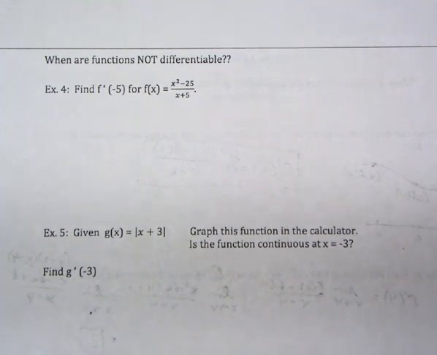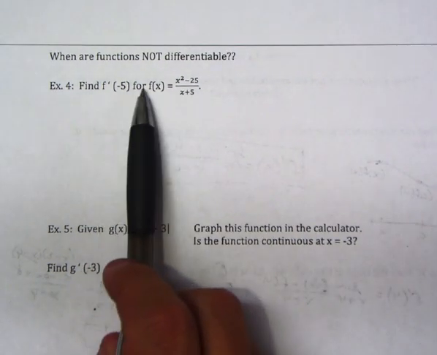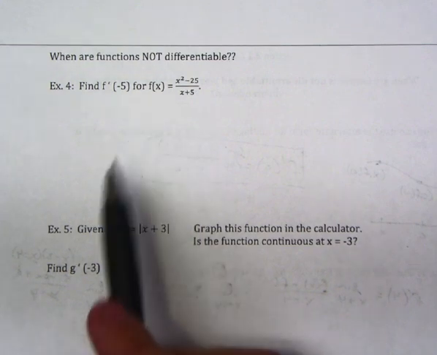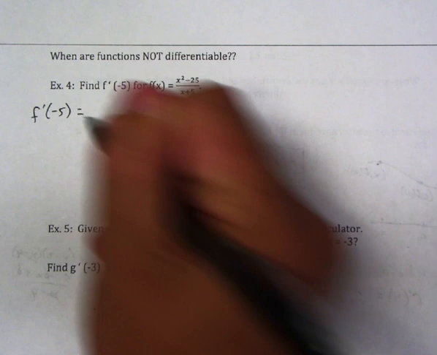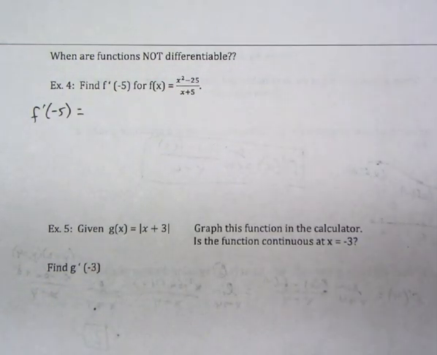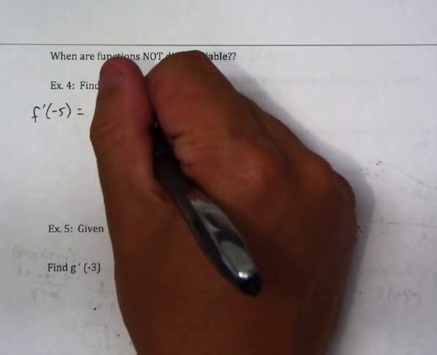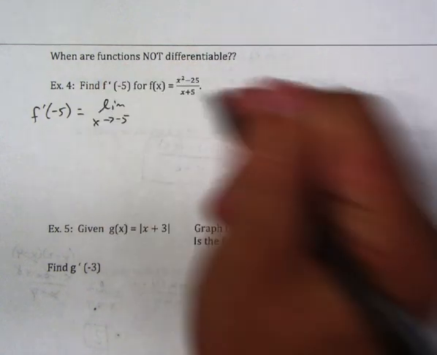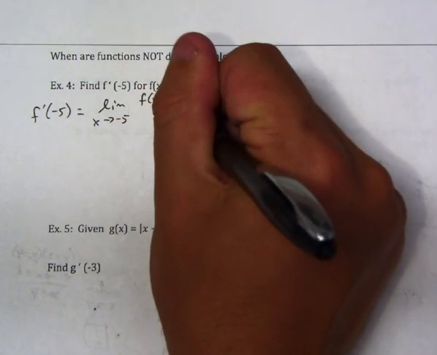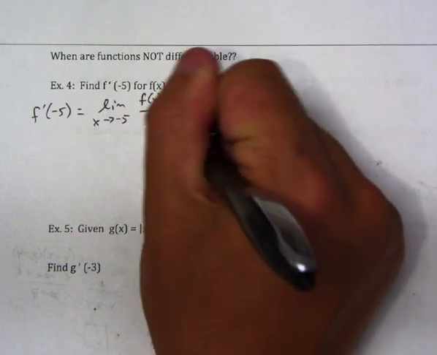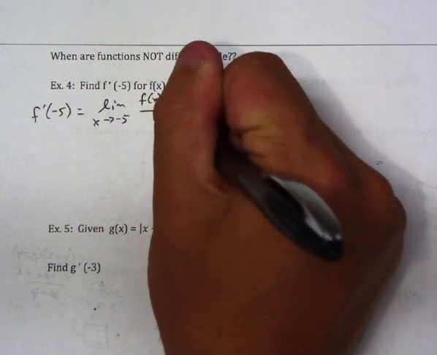But I'm going to show you kind of the why, the breakdowns and what happens and why we can't use our normal rules here. So if I want to find f prime of -5 for this function, well, let's go through our normal setup. If I want to find f prime of -5, well, we would take the limit as x approaches -5 of f of x minus f of -5 over x minus -5, so x plus 5.